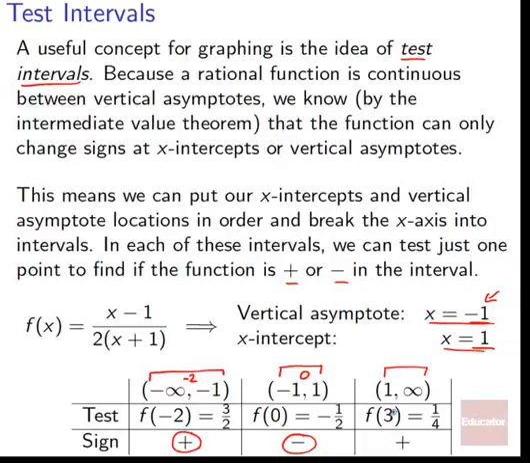And 1 to infinity, let's try out 3. We plug in 3, we get 2 over 2 times 4, which is 2 over 8, so 1/4, but it is positive, more importantly, so we know we're going to be positive everywhere from 1 out until positive infinity. If you go back just a little bit to the previous graph where we saw the thing actually get graphed in, and pause it there, you'll be able to see that it winds up being always positive between negative infinity and negative 1, always negative from negative 1 to positive 1, and always positive from 1 out to infinity. So that's the idea of test intervals.